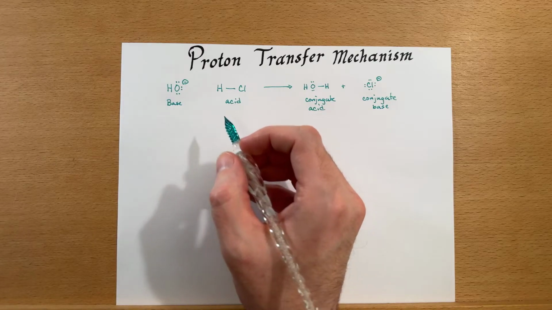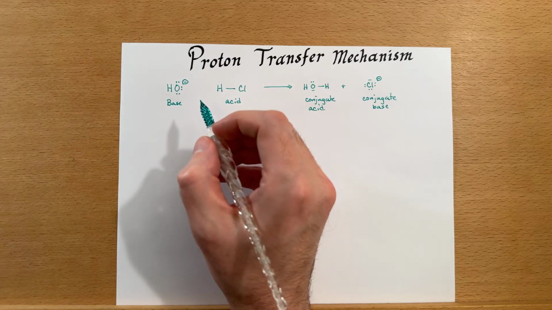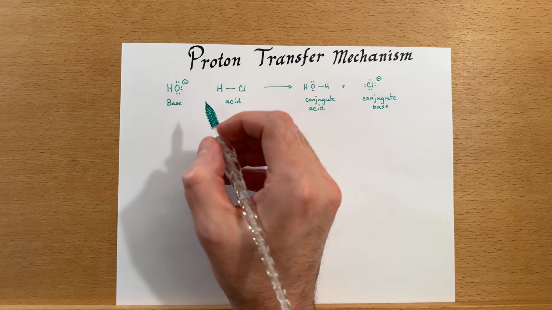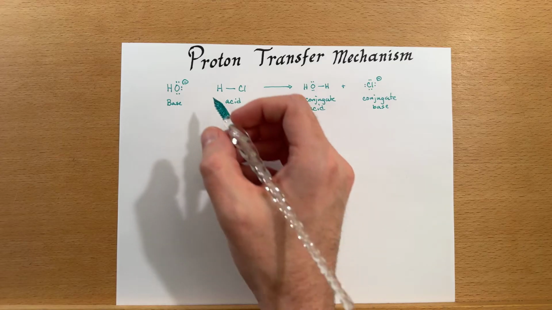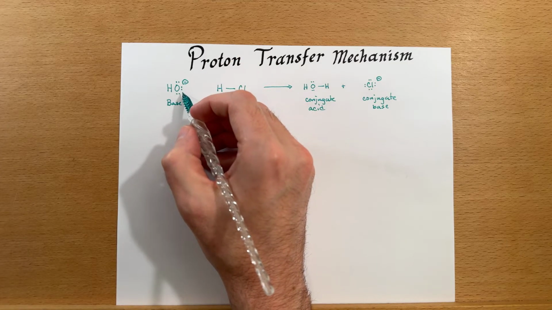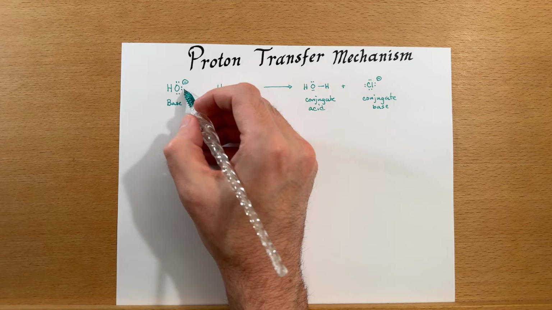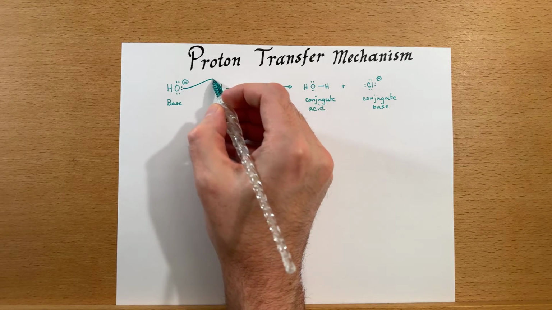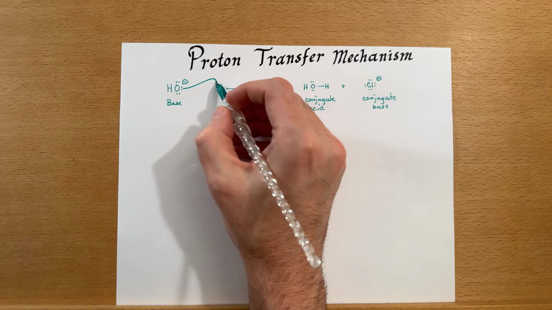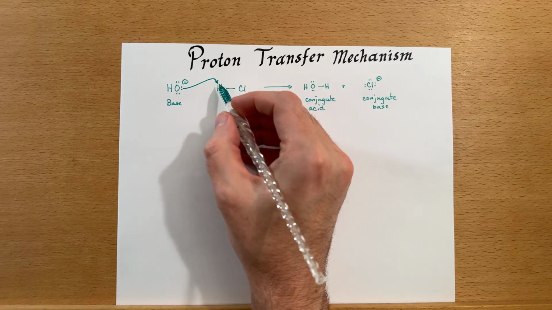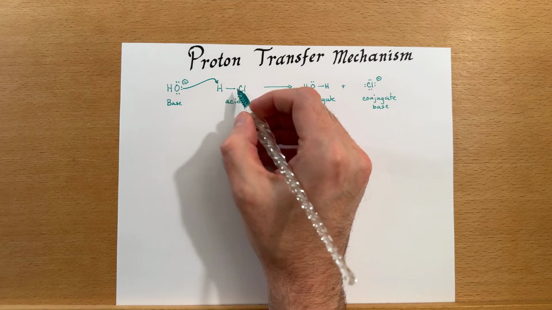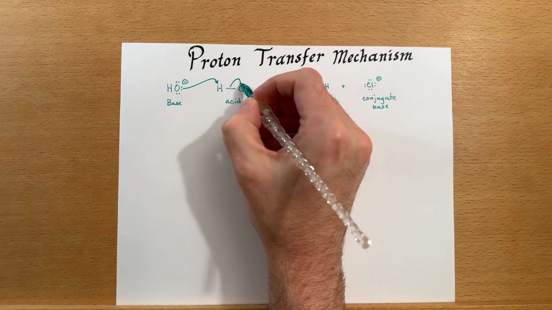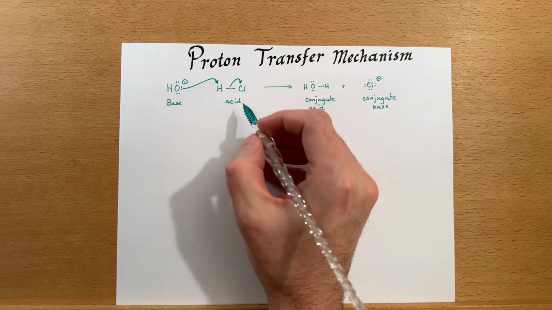And now for the mechanism. We start to draw a double-headed arrow from an electron pair or a location of electrons. In this case, we're going to have some electron pair come from the oxygen and attack the hydrogen. And then we're drawing from an area with electrons, and that includes bonds, and we move those electrons over to the chlorine.